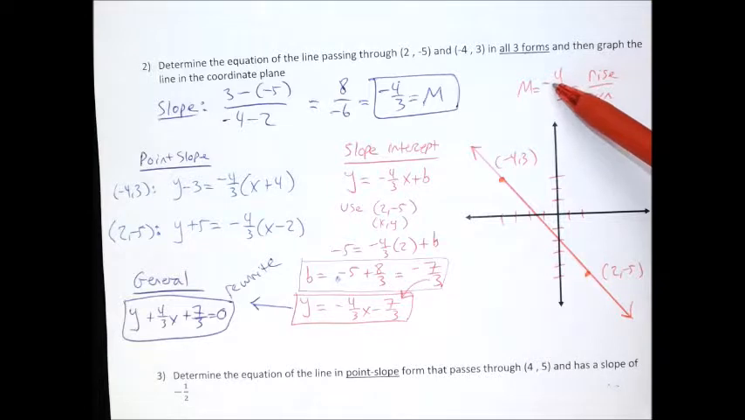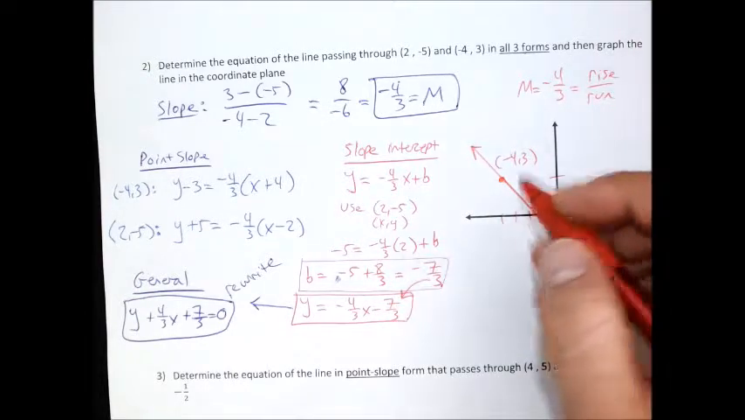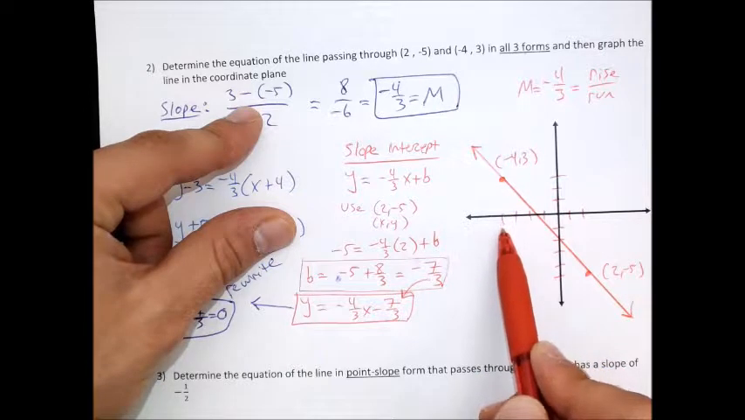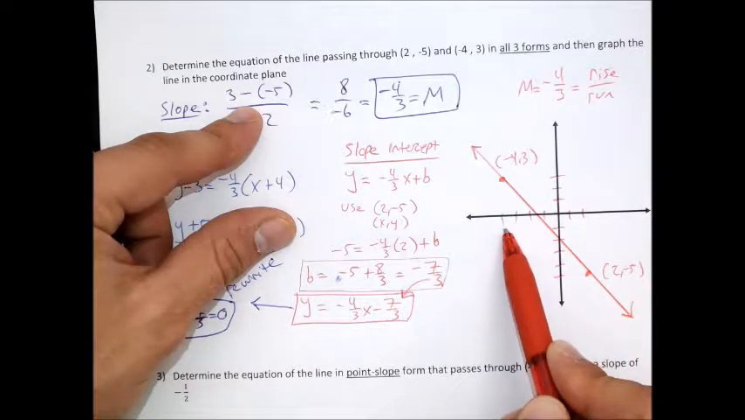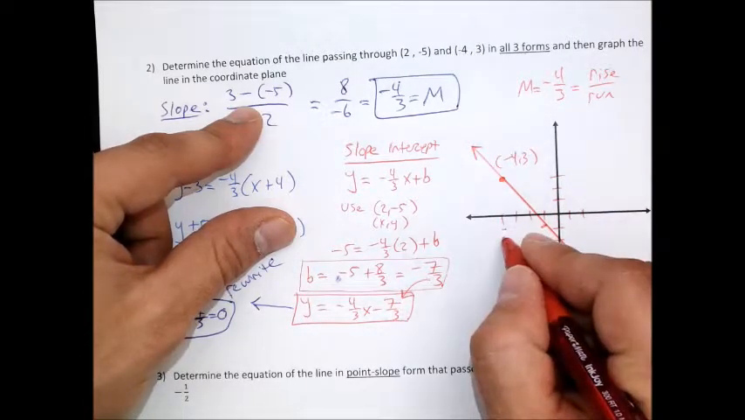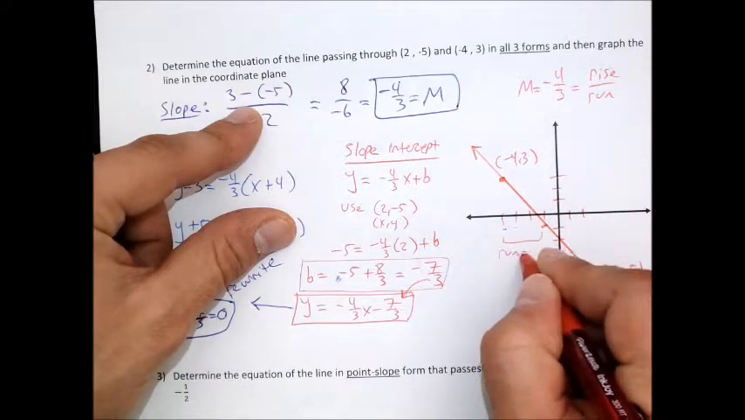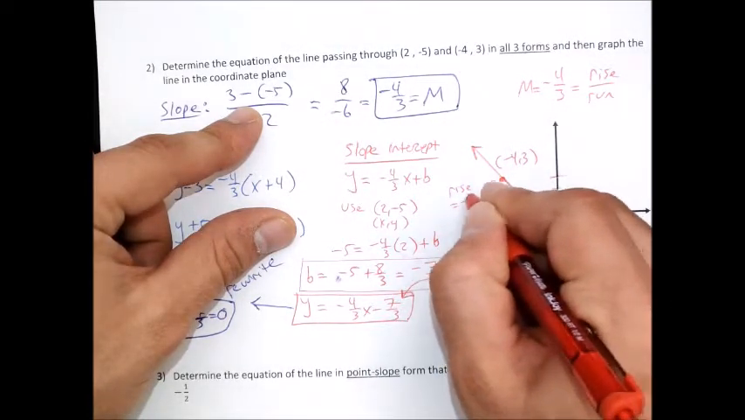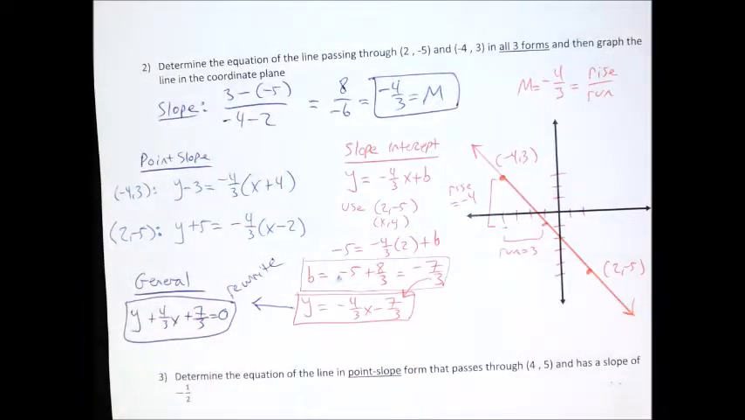And so this is like a minus 4 rise, which means go down 4, and then run 3 to the right. So this would be going down 4, 1, 2, 3, 4, and then run 3, 1, 2, 3, would put us right on this line. So our rise over run also gives us that. So if you have 1 point, you can just count the slope off. That'll give you a second point, and then you connect the dots that way.